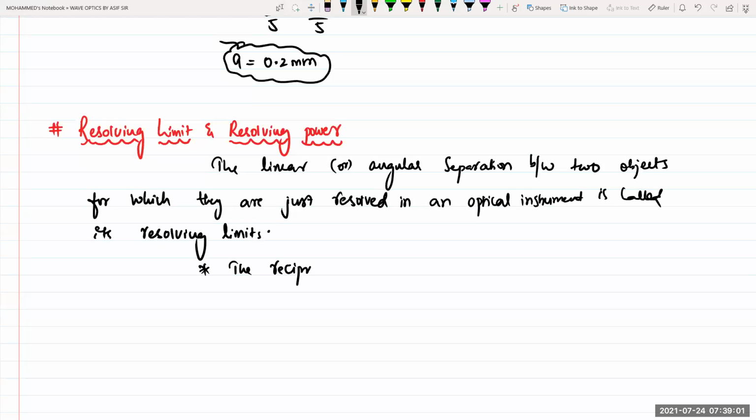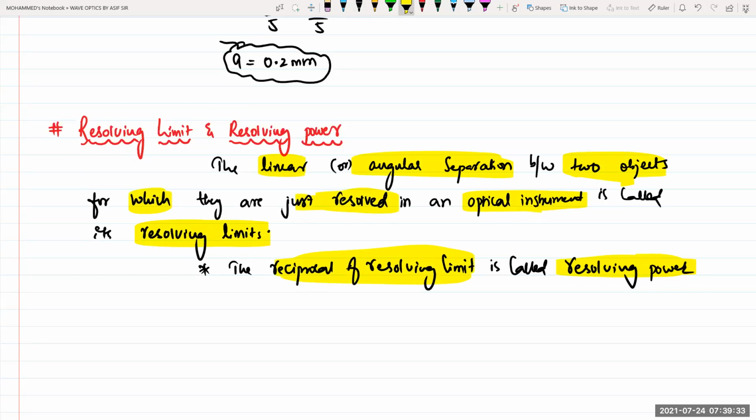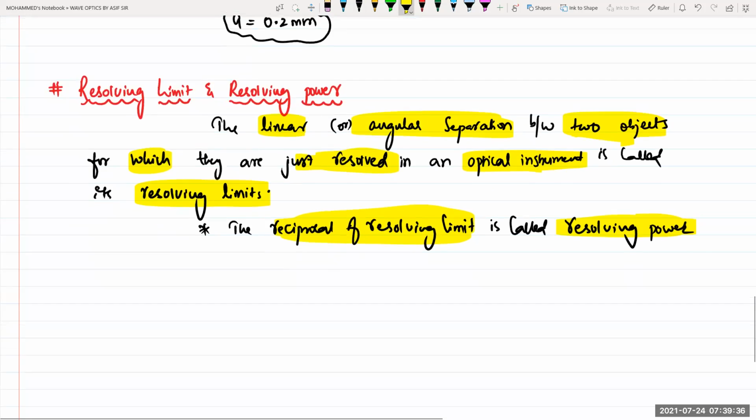The reciprocal of resolving limit is called resolving power. Okay, so we need to remember this one. Resolving power means the reciprocal of your resolving limit. So I can say the linear or angular separation between any two objects for which they are just resolved in an optical instrument is called resolving limit. The reciprocal of resolving limit is called resolving power.